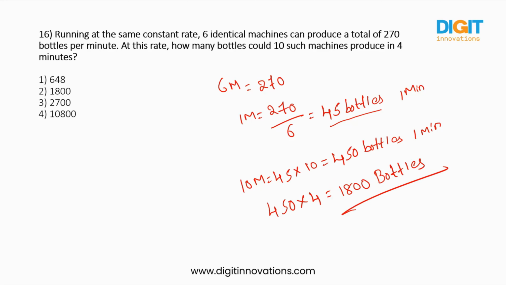So by the information we have, six machines can make 270 bottles in a minute. So I found out that one machine can make 45 bottles in 1 minute. By that information, they're asking how many 10 machines can produce in 4 minutes. One machine produces 45 bottles, so 10 machines produce 45 into 10, 450 bottles in 1 minute. But they're asking for 4 minutes, so I multiplied by 4 and got 1800 bottles.